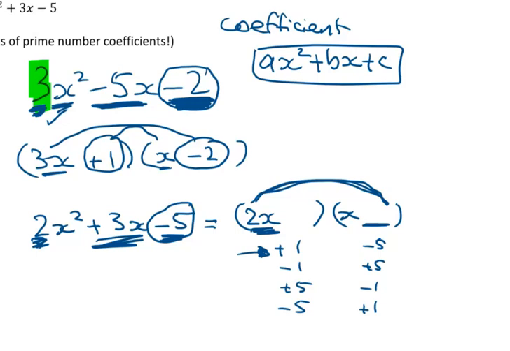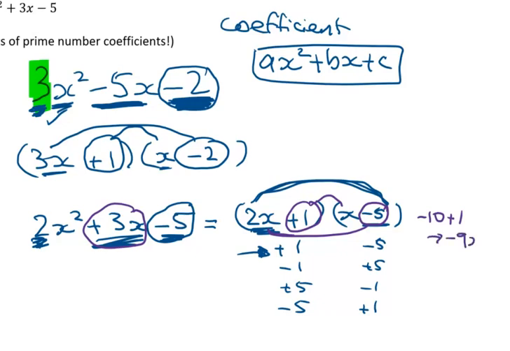But because this video is for students who are just starting to get the hang of it, I am going to go through the list in order, right? So let's put in +1 here and -5 here, and we're going to see why it doesn't work. We're wanting to get a +3x. You can see this term here is giving me -10x, and this term here is giving me +1. So that's -9x. So that one's no good.